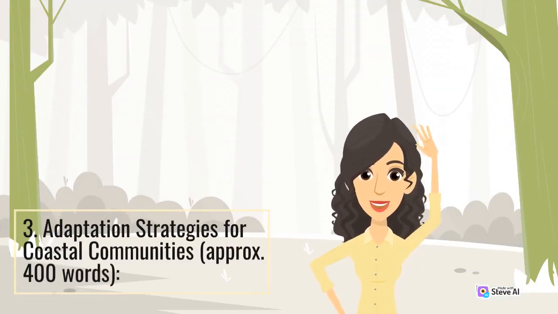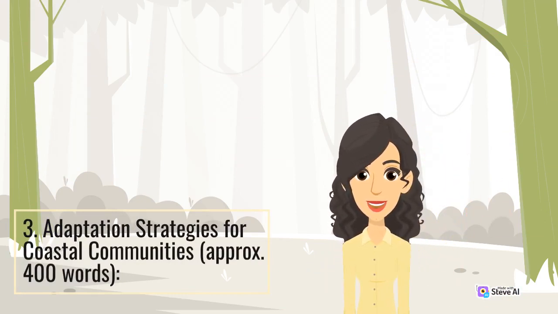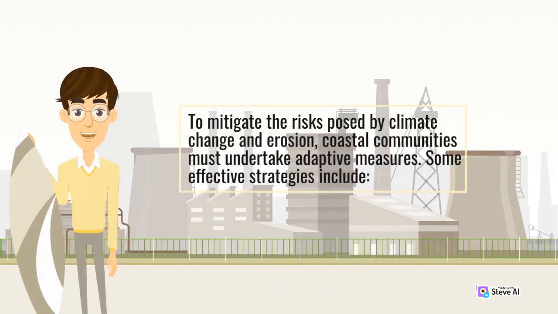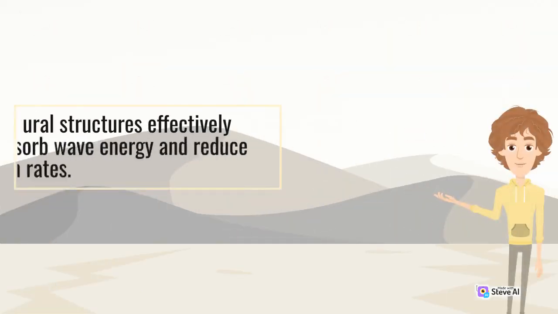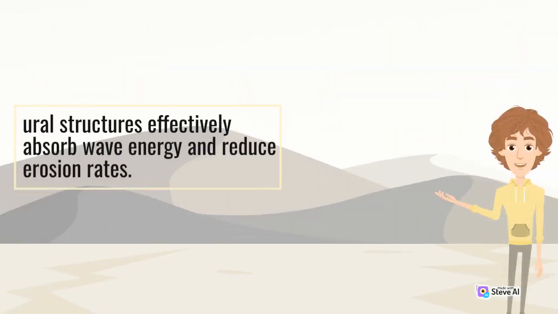3. Adaptation strategies for coastal communities. To mitigate the risks posed by climate change and erosion, coastal communities must undertake adaptive measures. Some effective strategies include A. Coastal protection and restoration. Implementing nature-based solutions, such as building and restoring natural barriers like mangroves and dunes, can help protect vulnerable coastlines. These natural structures effectively absorb wave energy and reduce erosion rates.